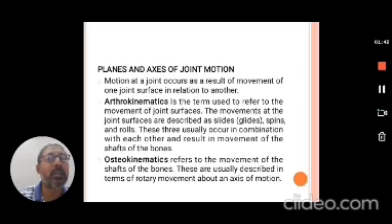This could be of three types, either a gliding or a sliding or a rolling movement. This can either happen independently or in combination of any two also.